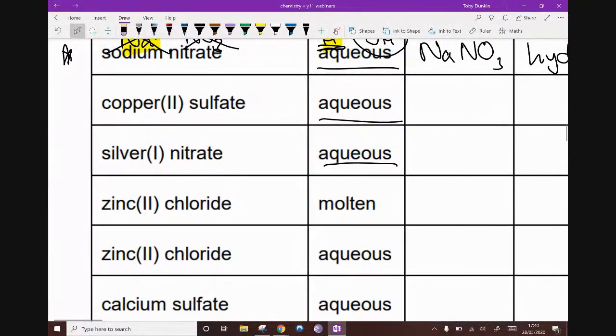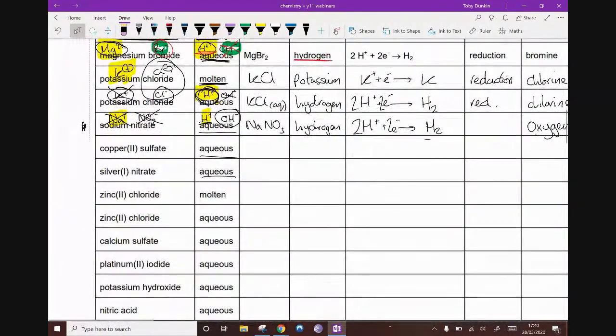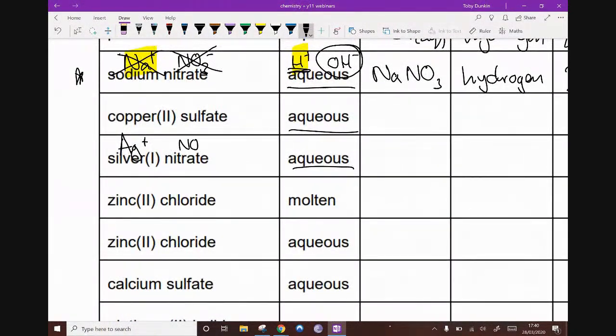Let's go for the silver nitrate one. I quite like that one. There we go. So we've got Ag plus, silver nitrate, NO3 minus in aqueous, H plus and OH minus there as well.